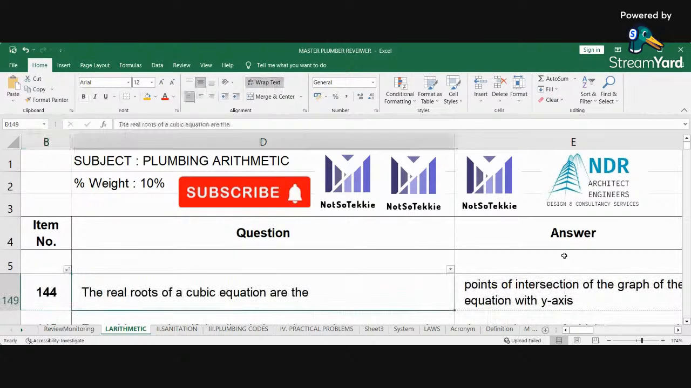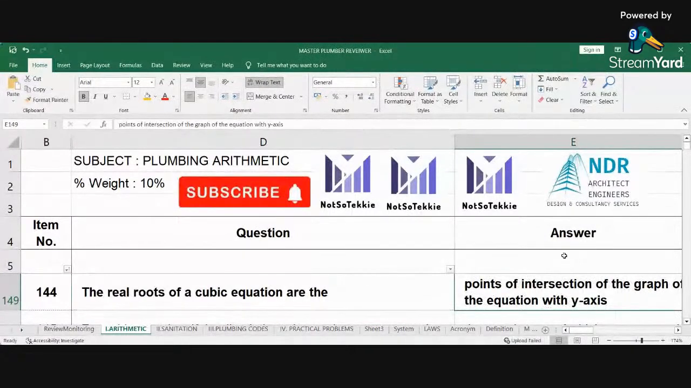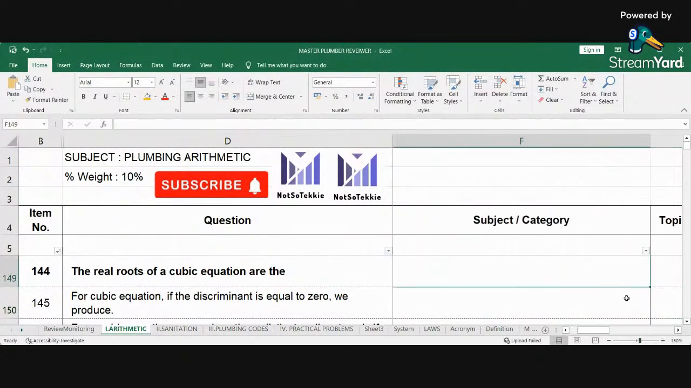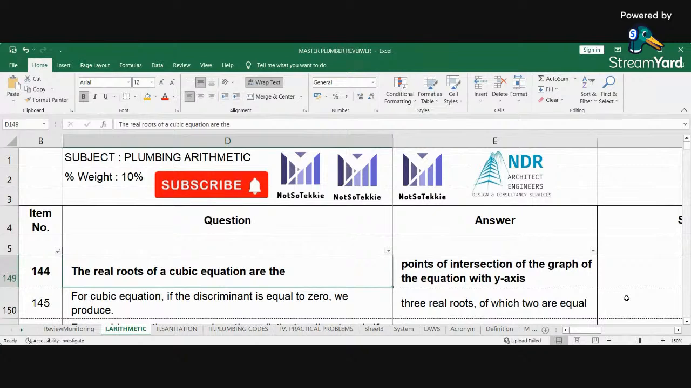144. The real roots of a cubic equation are the points of intersection of the graph of the equation with the y-axis. The answer is points of intersection of the graph of the equation with the y-axis.